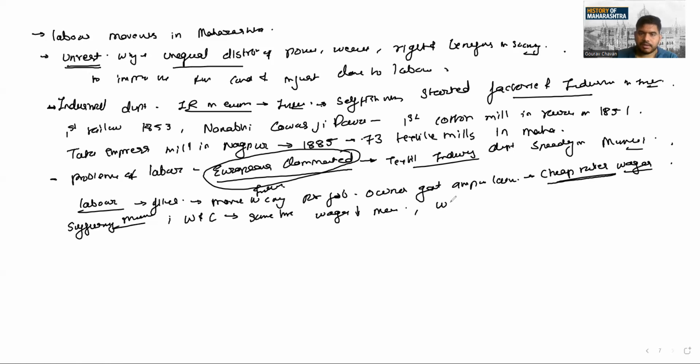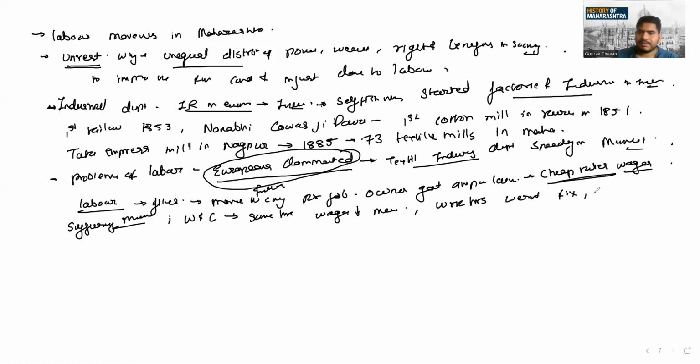Second thing was working hours weren't fixed. See the level of exploitation the factory owners had done. There was no fixed time of working. It was obviously more than 10 hours, but there was no minimum time that you must work, and the maximum time was not fixed at all. So no fixed hours of working. You need to work day and night, ruthlessly.